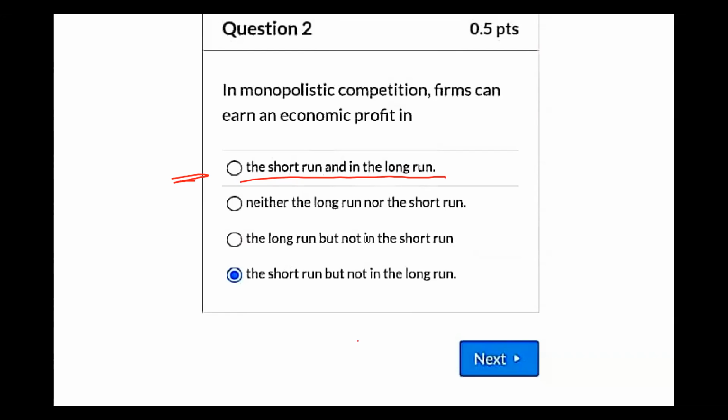They make economic profit in neither the long run nor the short run? No, in the short run, they earn what? They're able to make that, isn't it? So yes. In the short run they are able to earn an economic profit, but not in the long run. Is that fine?